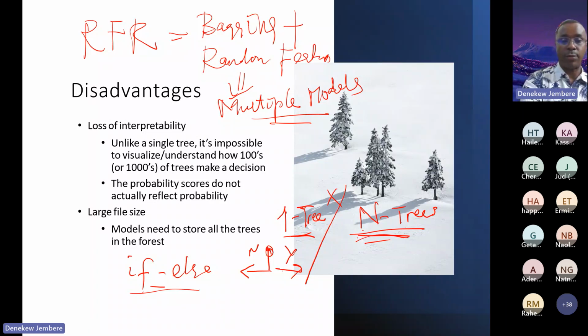Loss of interpretability. Unlike a single tree, it's impossible to visualize or understand how hundreds, in reality, or thousands of trees make a decision. As a result, the probability scores do not actually reflect probability. As a result, you won't be able to interpret, so you will lose interpretability. In the case of 1 tree, you have the if else, and you know just how to interpret the data. In case of n trees, it's very difficult, it's very complicated.